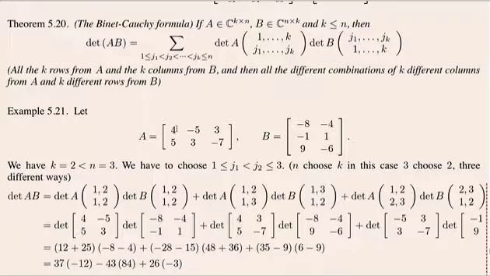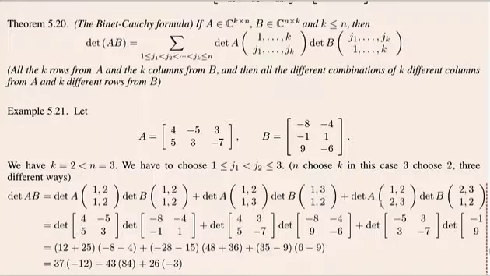So first 2 rows, first 2 columns, that's 4 minus 5, 5, 3. Then the same thing about matrix B, first 2 rows, first 2 columns, 8 minus 4, minus 1, 1. Next, first 2 rows and 1, 3 columns, so 4, 5, 3 minus 7, and 1, 3 row, minus 8, minus 4, 9, minus 6.